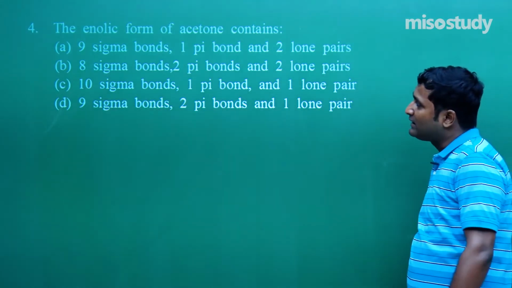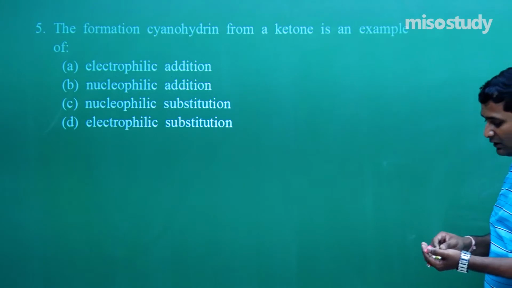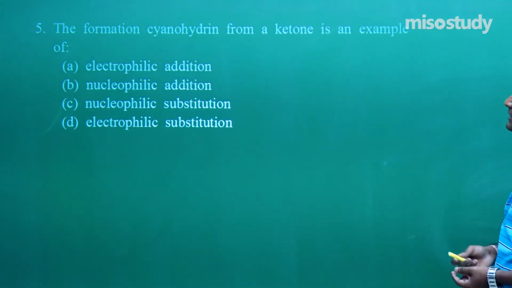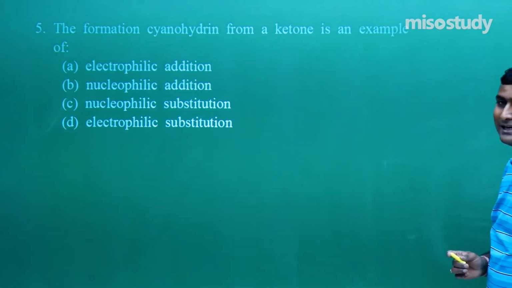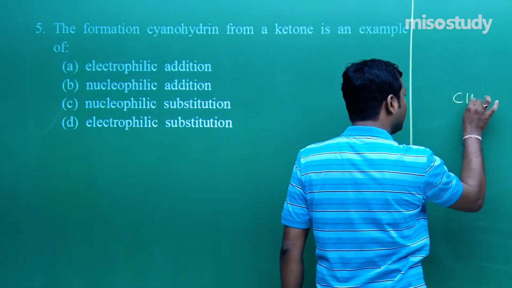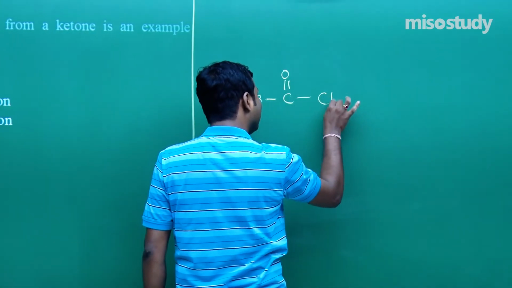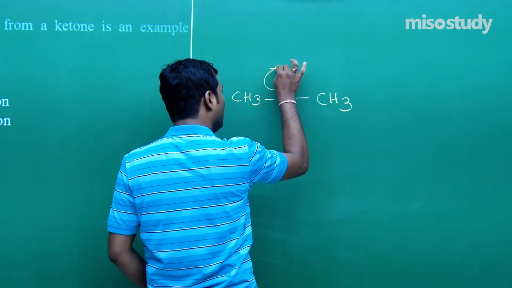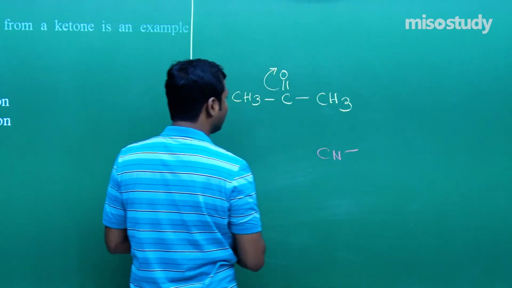Now let's move to the next question, question number 5. Look at the formation of cyanohydrin. The formation of cyanohydrin from a ketone is an example of, look at this one, this is a ketone, CH3 C double bond O CH3. Clear? Now what will happen? It will move here. Listen carefully, and this one is CN minus, cyanide.